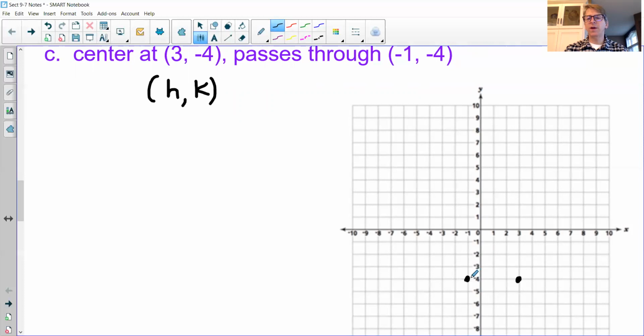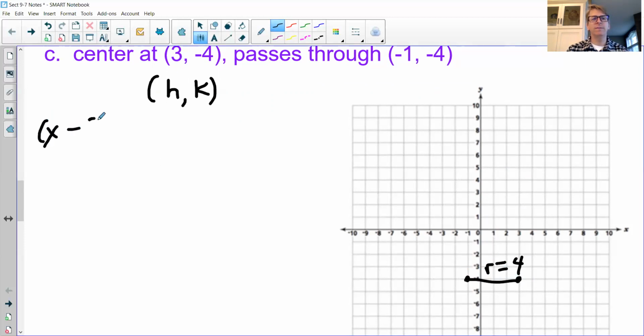And we need to know what the radius is. So this distance goes from this point to this point. The radius is equal to 4 units. Okay? It says it passes through -1, -4, and it's at the center, 3, -4. So there's your radius.